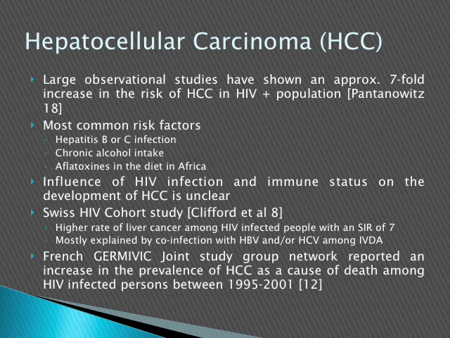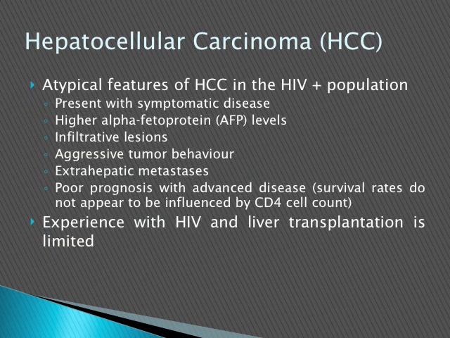The influence of HIV and immune status, however, is unclear, and the HIV Swiss cohort study looked at this and saw that there was a higher rate with a standardized incidence ratio of 7, and it was mostly explained again by co-infection with HBV and HCV, or HCV and IVDA. And then this French GERMIVIC study group also looked at this and saw an increase in death due to liver cancer in the post-HAART era.